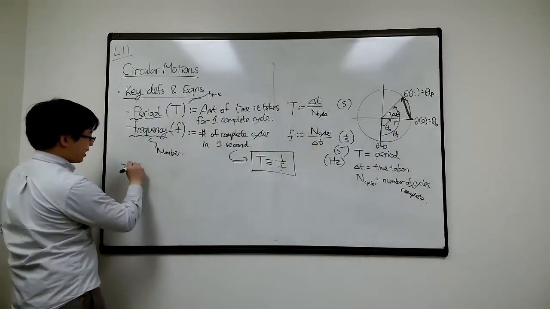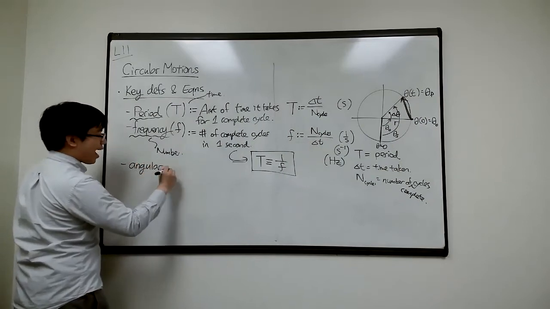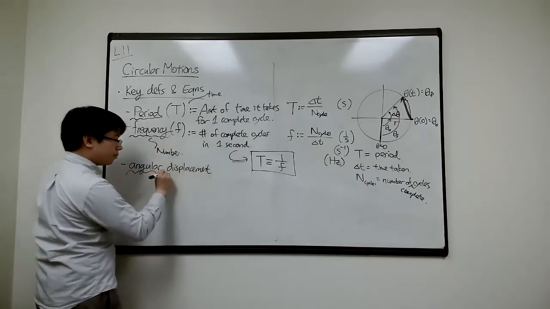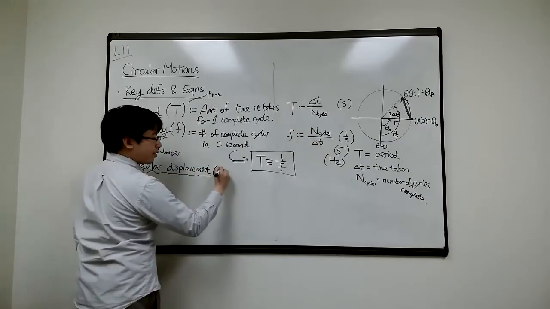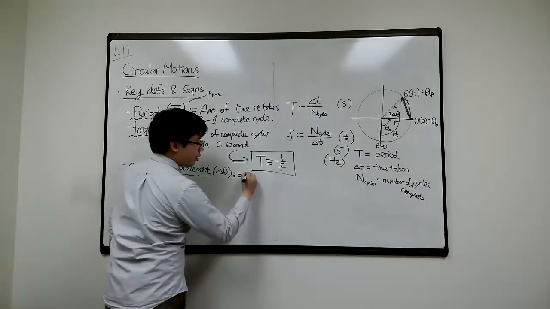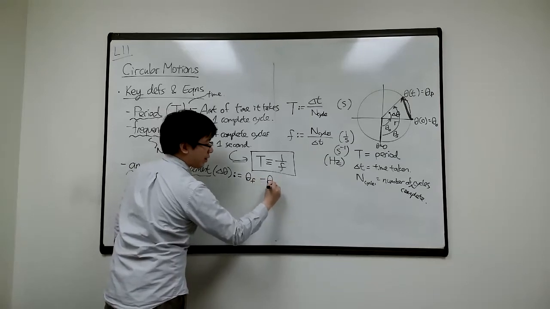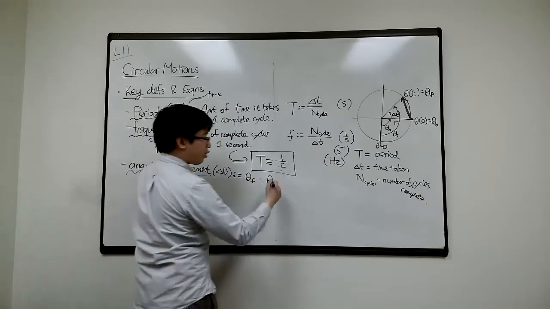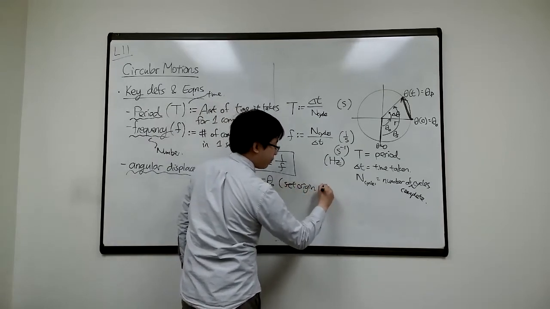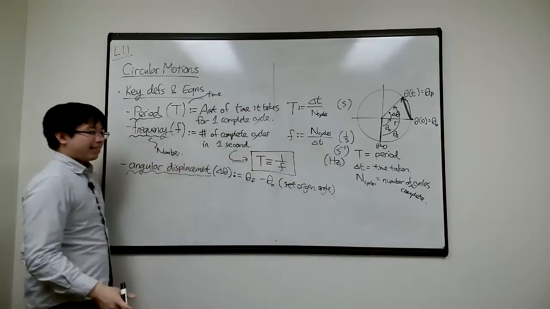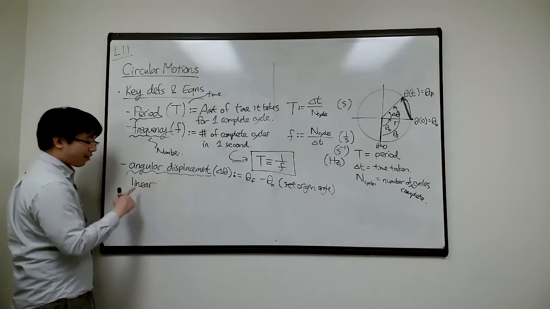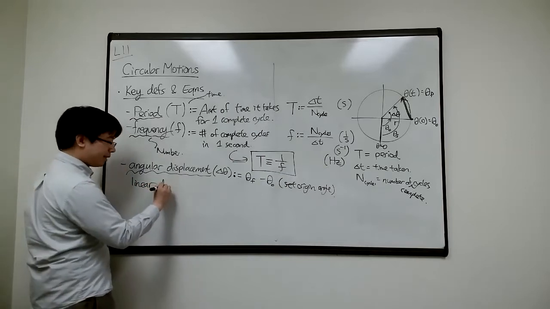So let me write that down. We talk about angular displacement a lot. The symbol for it is delta theta, and the definition is just the final angle minus the initial angle. But remember, whenever you talk about angles, you always need to set an origin angle. At first it sounds weird, but you can always contrast that with what I will now emphasize as linear displacement.